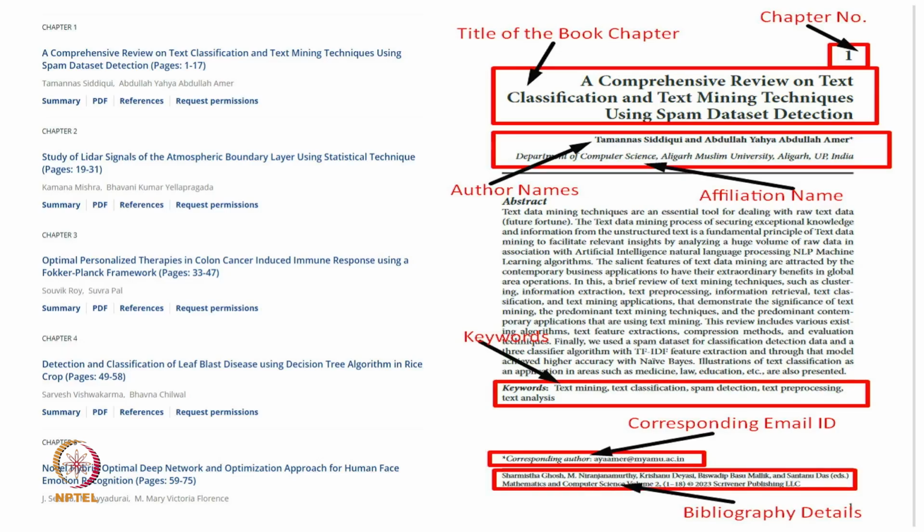Now, on the left hand side, these are some of the book chapters published in this book, and on the right hand side, this is an example of an article which is published as a book chapter in this book. So this is one example of a book chapter published in this book.